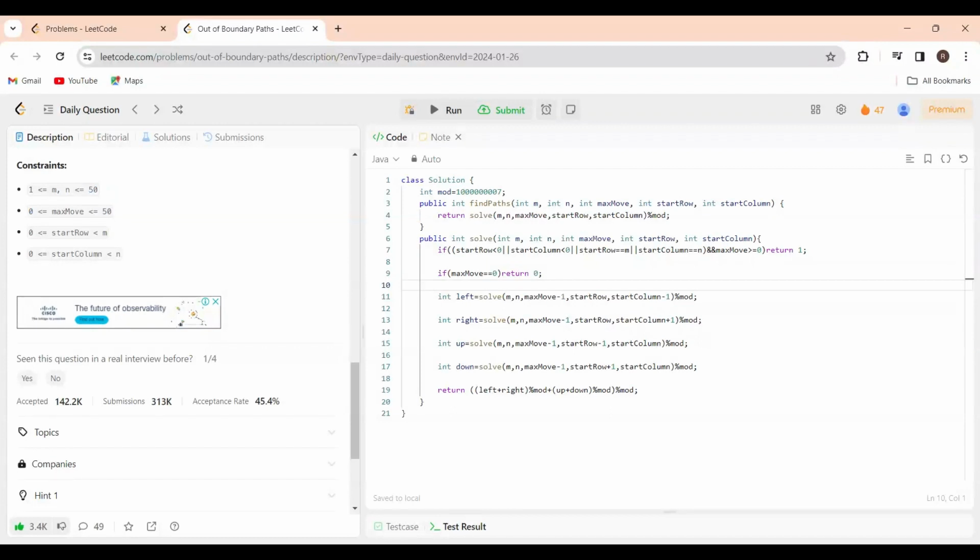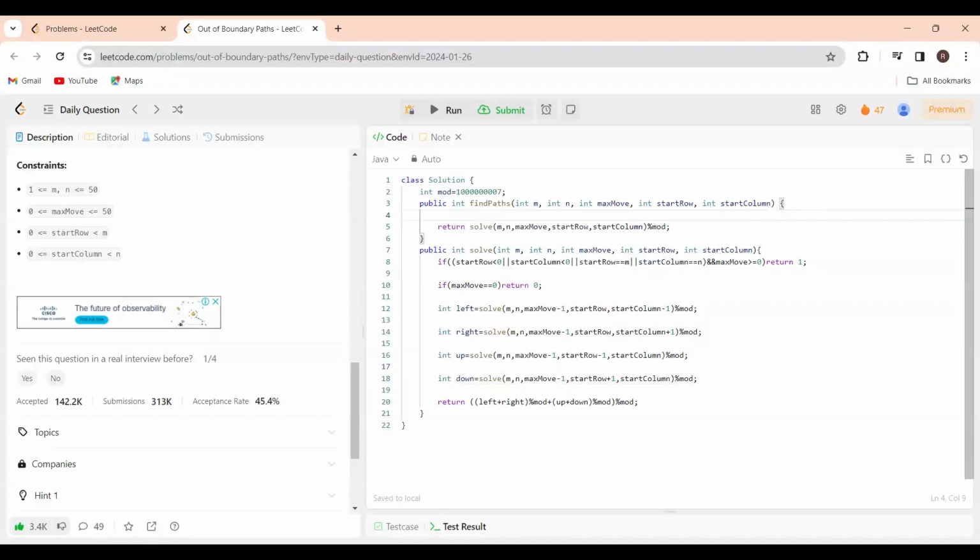4 into 50, right? As we are having four choices, it may go up to four choices, and it may go 4 into 50. 4 to the power 50 means so much complexity, right? So we need to decrease the time complexity. What will be the ultimate optimization of recursion? DP, right? So we need to apply DP here.